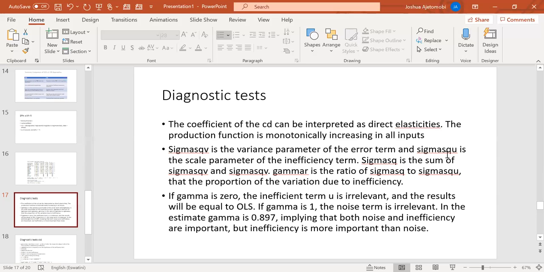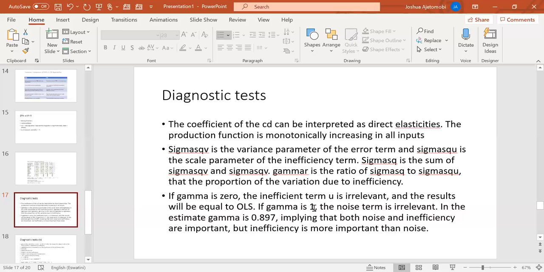Then you will see sigma U, which is the scale parameter of the inefficiency term. Then you will see sigma Q and sigma V. Then you will see gamma. Then the ratio of sigma to sigma and so on. So if gamma is zero, it means the inefficiency term is irrelevant, which means you have to use your ordinary least squares.